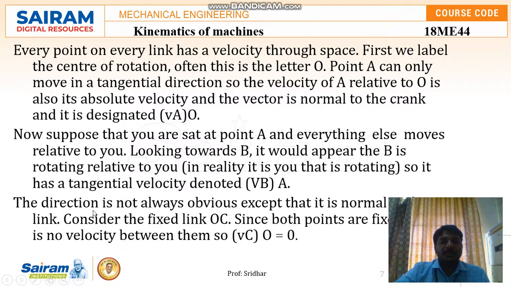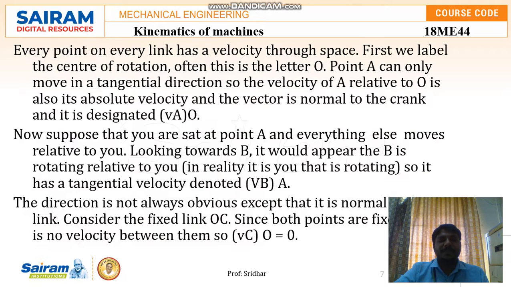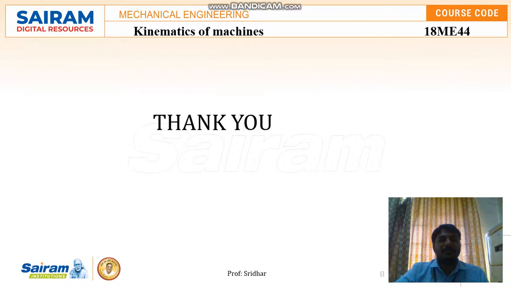The direction is not always obvious, except that it is normal to the link. Considering the link OA, since both the points are fixed here, there is no velocity between them in this particular condition. This is how we can obtain the space diagram for a crank, connecting rod and piston, and also for the slider crank mechanism. Thank you.